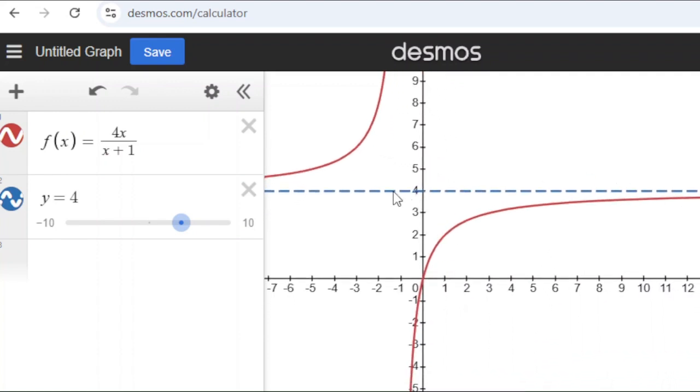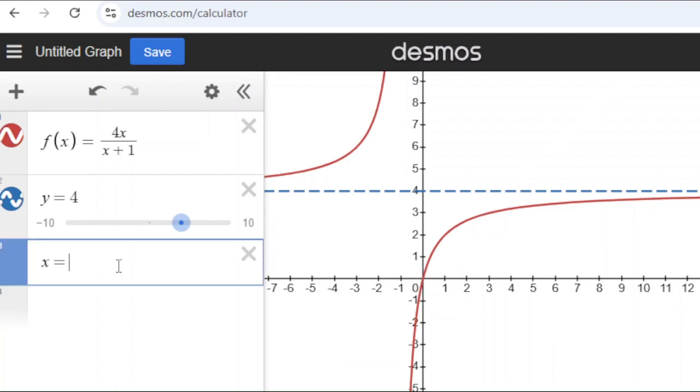Okay, that's a horizontal asymptote. Notice we also have a vertical asymptote. Where is that vertical asymptote occurring? Well, it's going to occur at a place where the denominator is 0. Notice the denominator is 0 at x equals negative 1. So negative 1 is going to be our vertical asymptote.